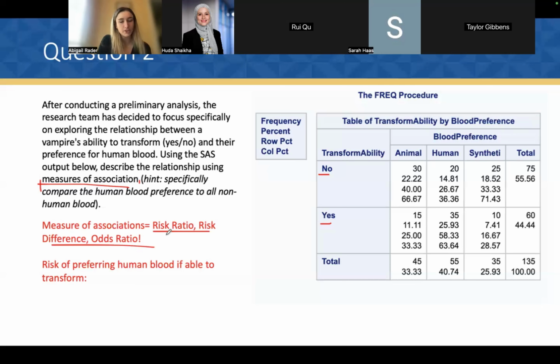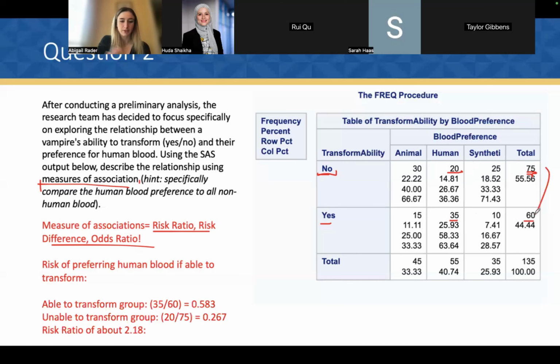So for risk, we just do the total number that had the event, or prefer human blood in this case, divided by the total. So it's going to be 20 over 75 for our no, not able to transform into a bat group. For our yes group, it's going to be 35 divided by 60. And then we just divide these two numbers. Pretty straightforward. Once you have your risk ratio, which is 2.18 here, all you have to do is describe it appropriately.